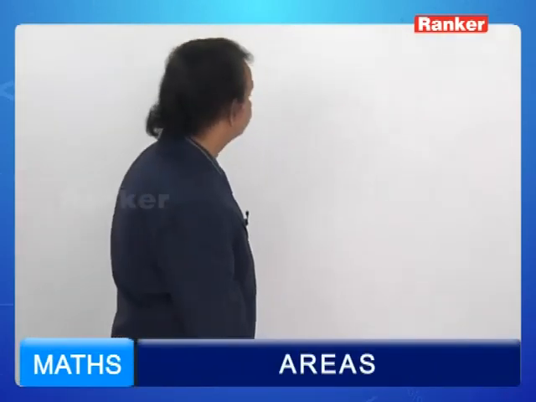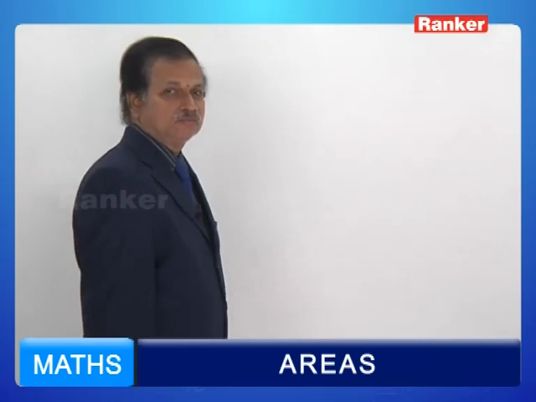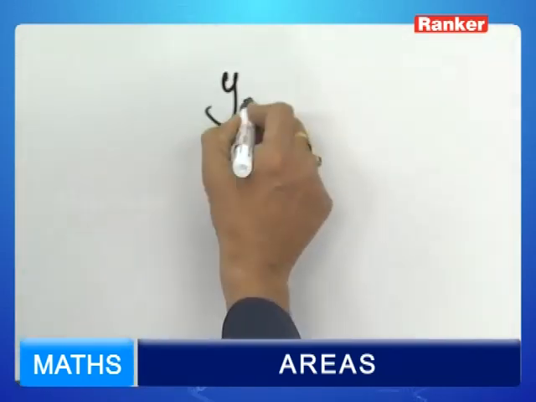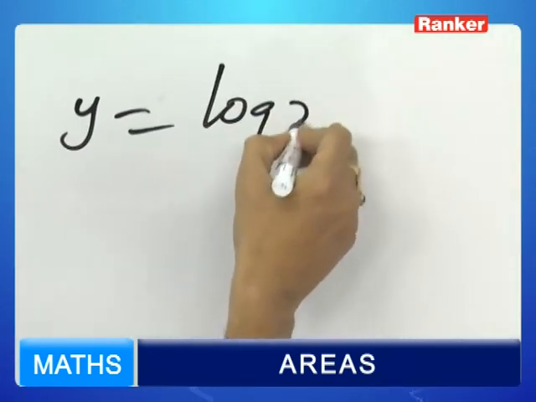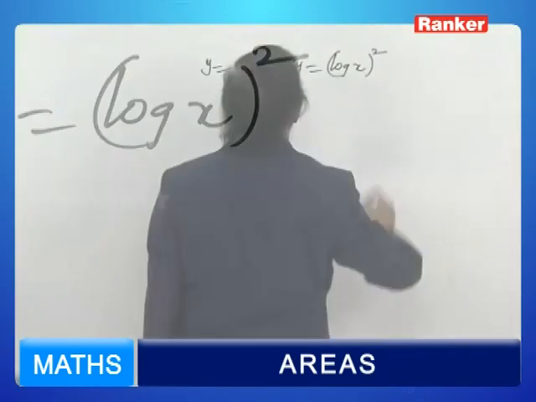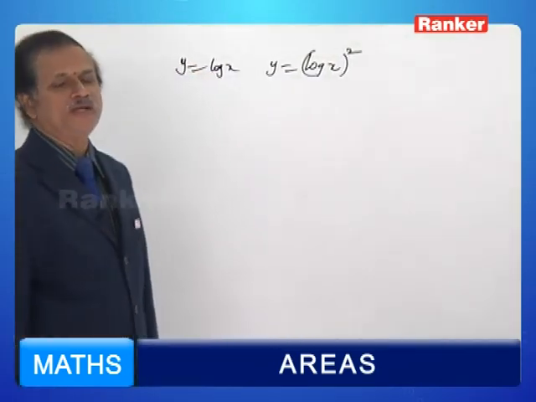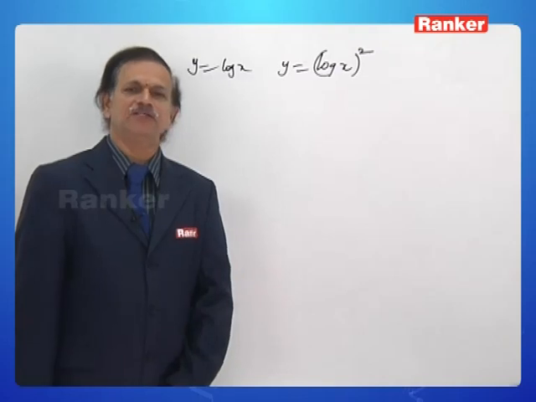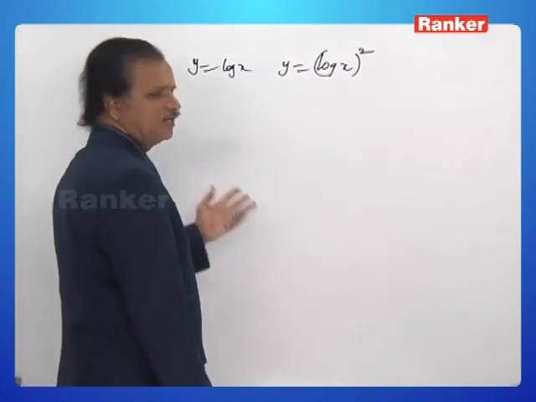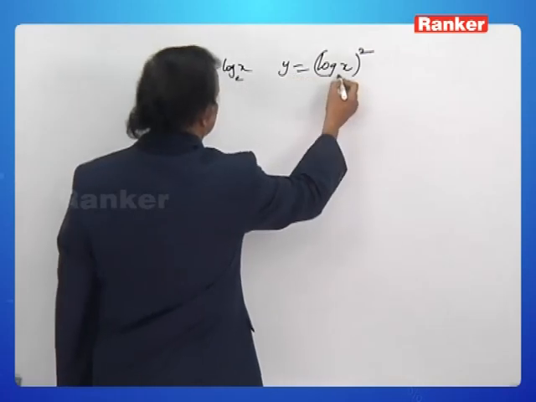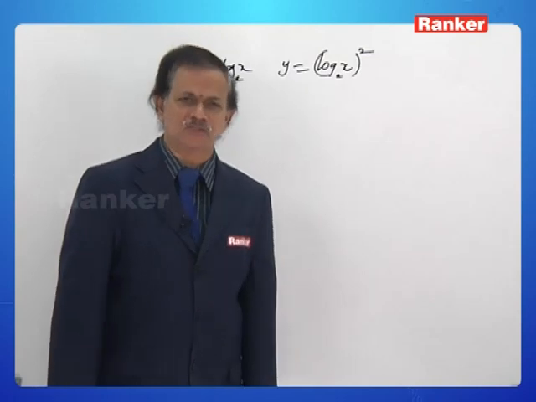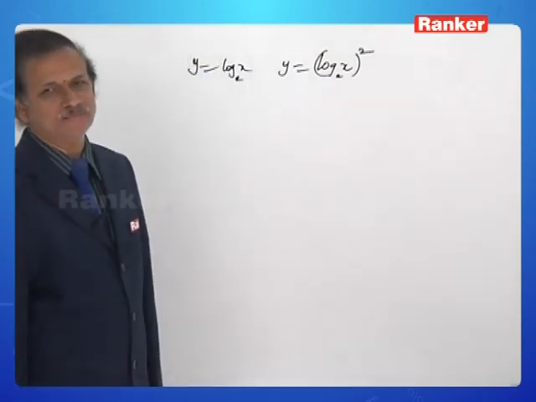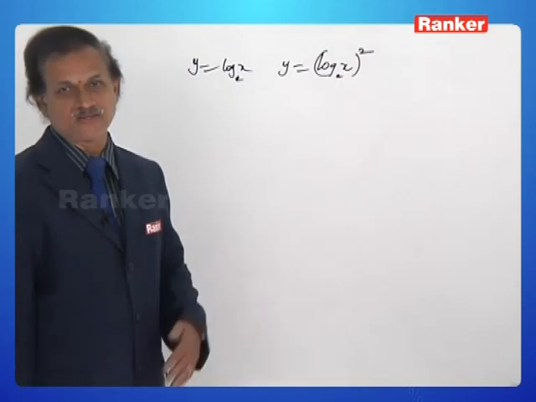Follow it. The next problem before us is, there are 2 famous functions, y is equal to log x and y is equal to log x whole square. Of course it is to the base e, no problem. I mean to say ln x and ln x whole square. What is the area bounded between them? That is the next question.